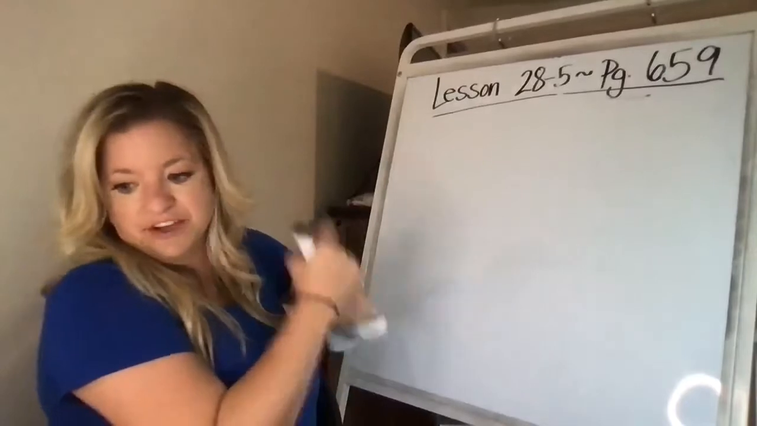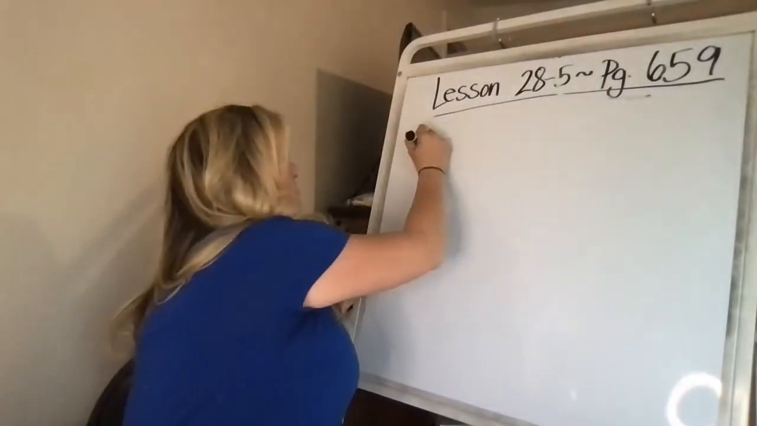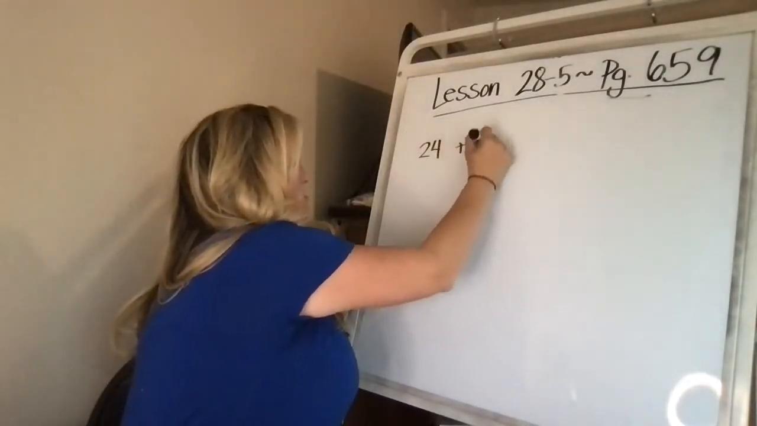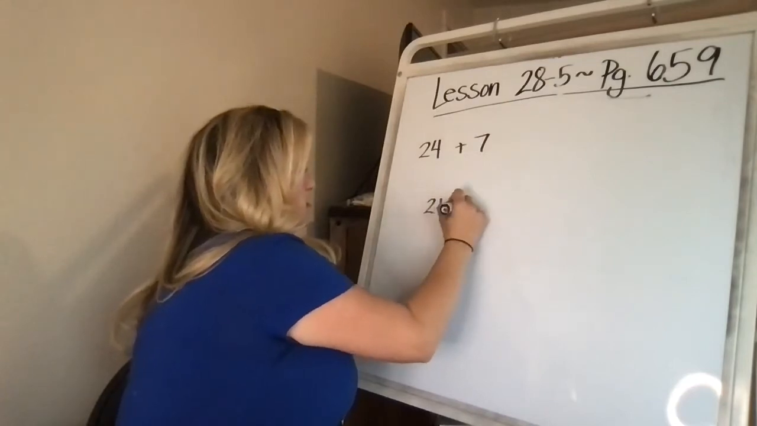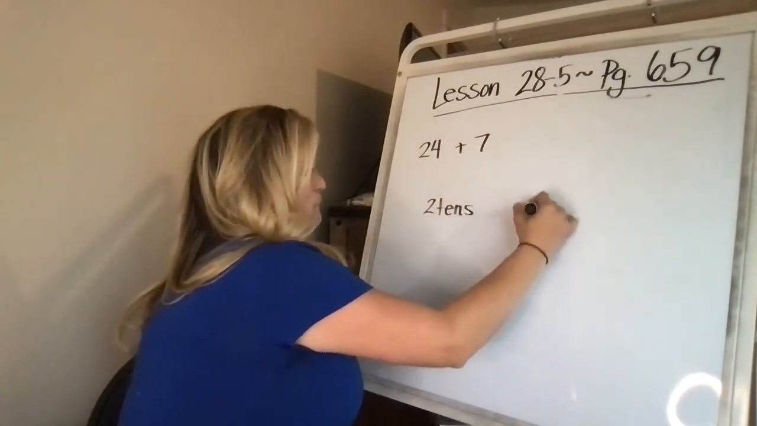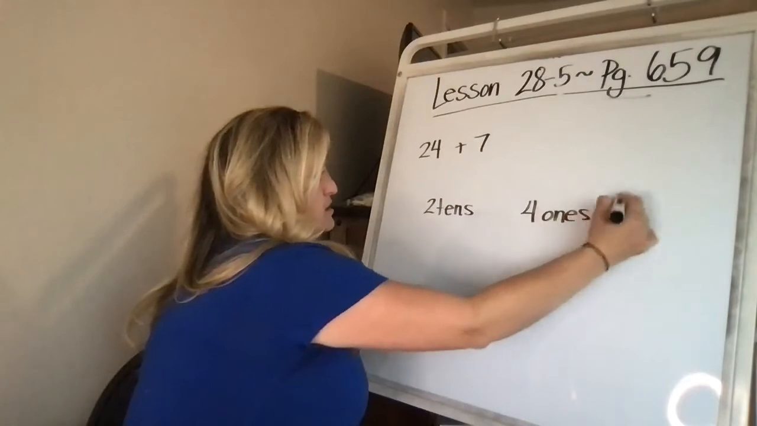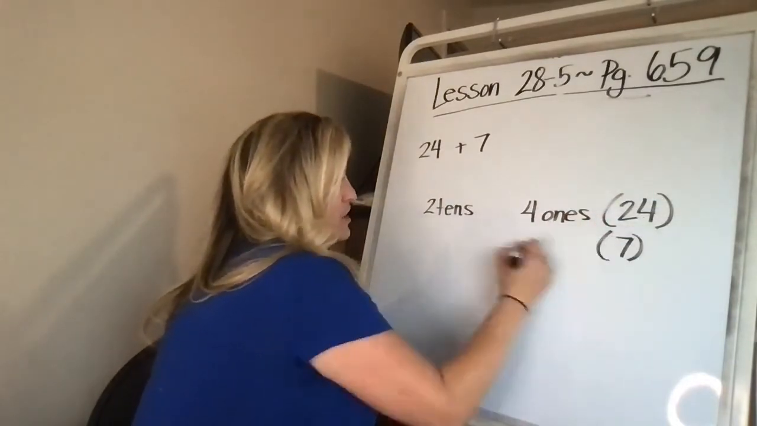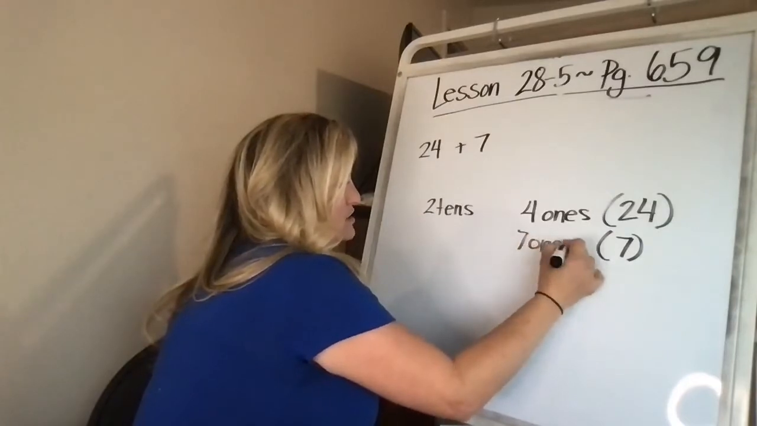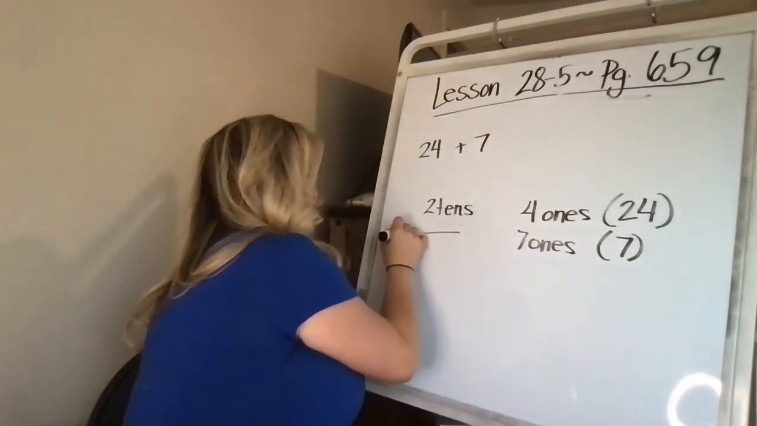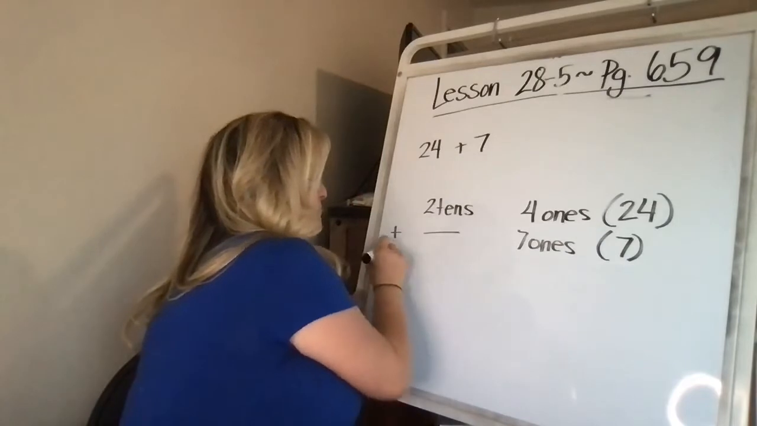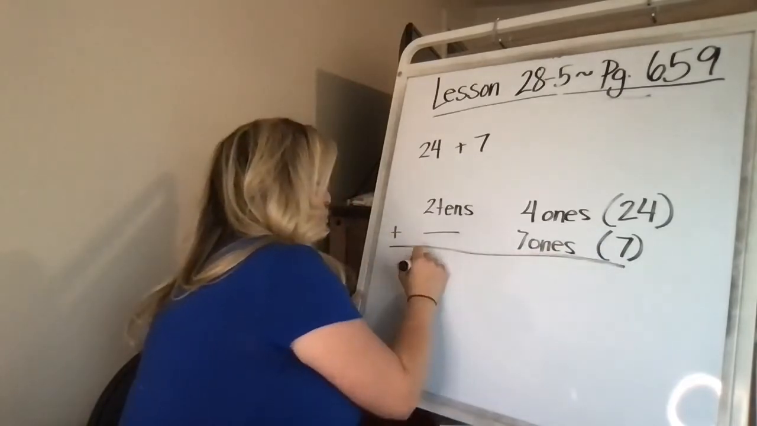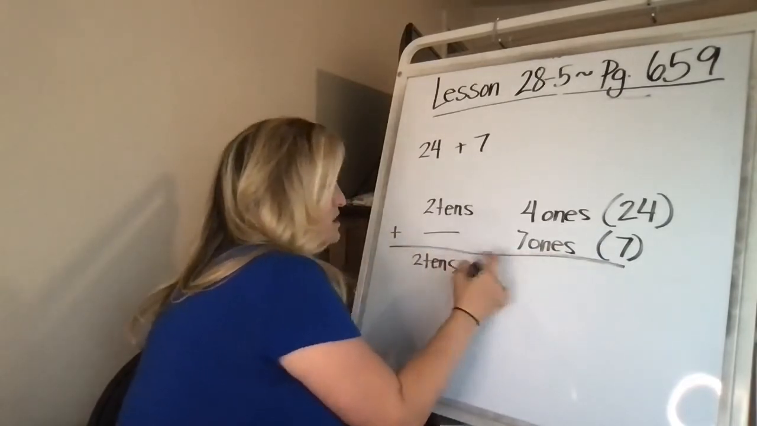24 plus 7. The book wants us to do it like this. 2 tens, and then we have 4 ones, and that makes 24. And then I have 7 over here. So I'm going to have 7 ones and nothing there. And then plus. Okay, then I'm going to add them up and I have 2 tens.